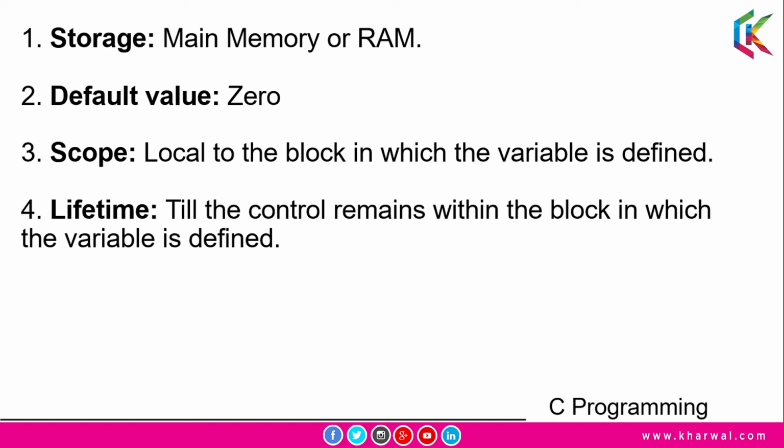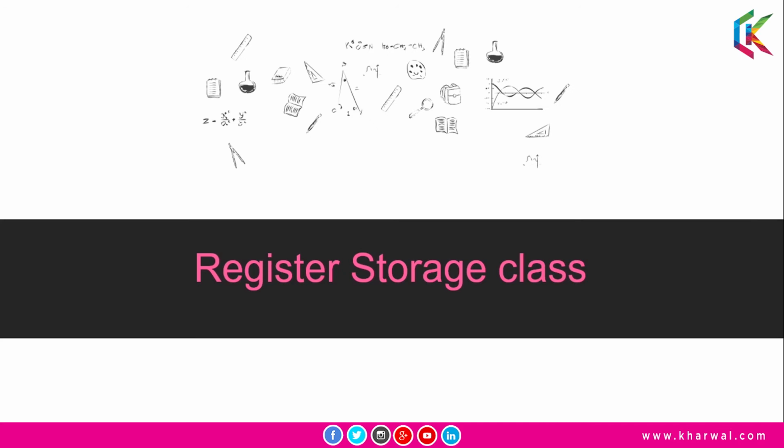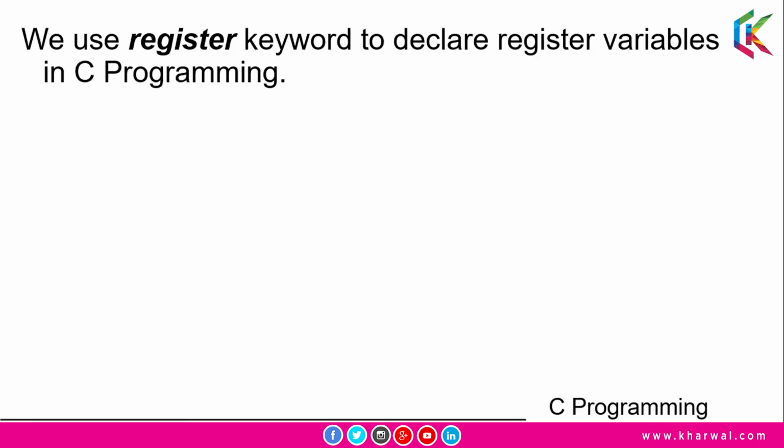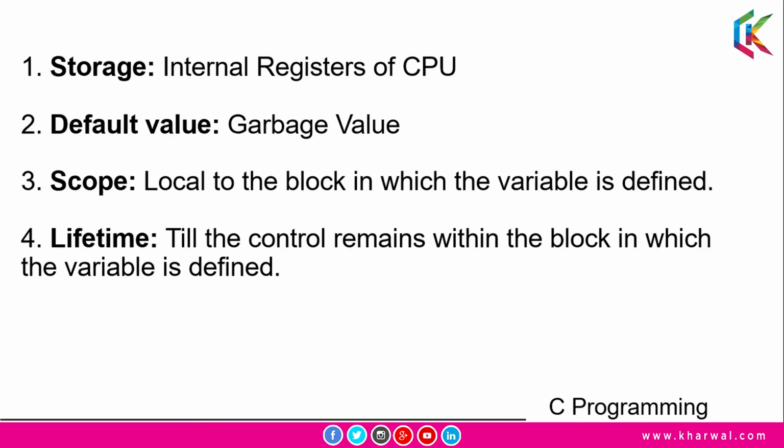So let's go ahead and we'll discuss the next storage class, and that is register storage class. We use the register keyword to declare register variables. The register variables will be stored in the internal registers of the CPU, and the default value of register variables will be garbage. The scope of register variables will be local, and the lifetime of register variables will be limited to the module in which they are declared.